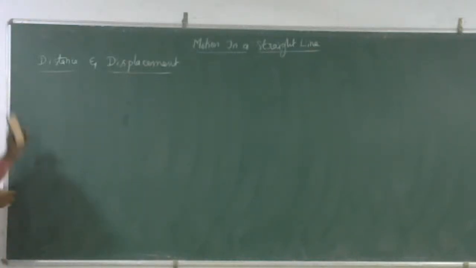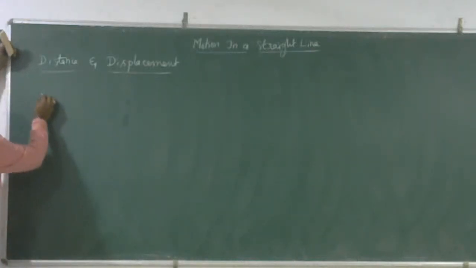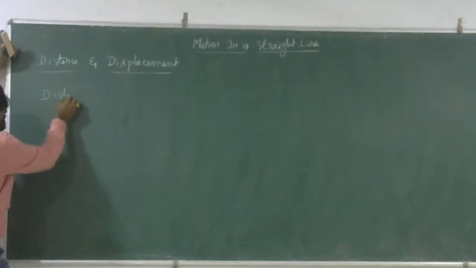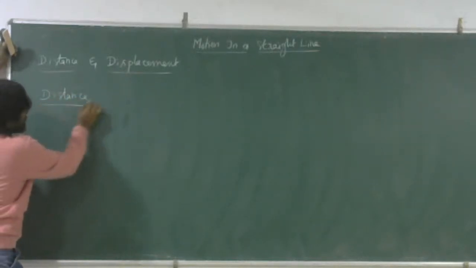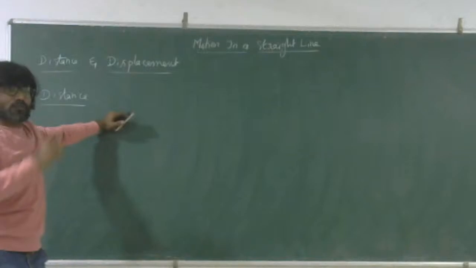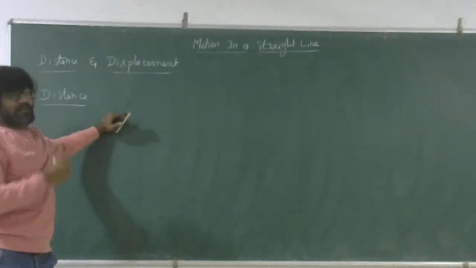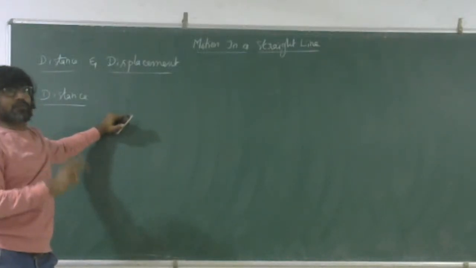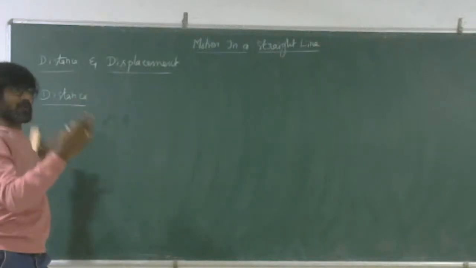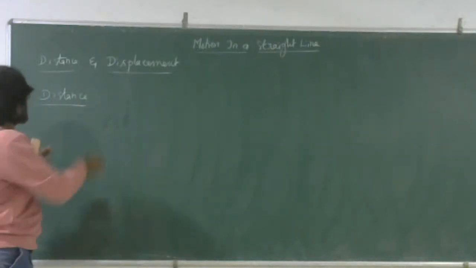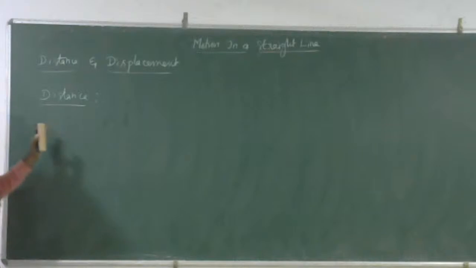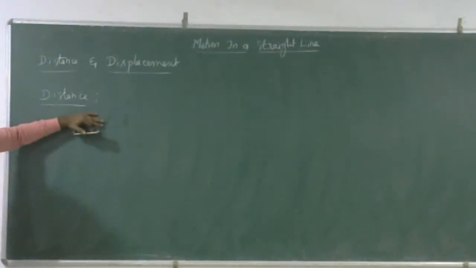So distance, already we have discussed that. Distance is nothing but the total path length covered by a body during its journey from the initial point to the final point during a certain time. The total path length covered is called distance.